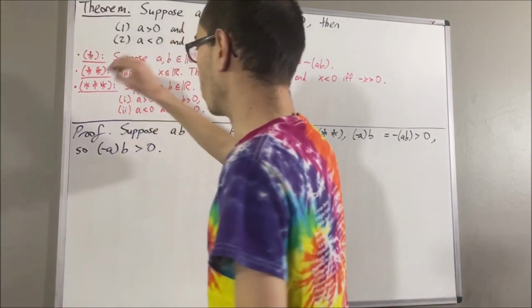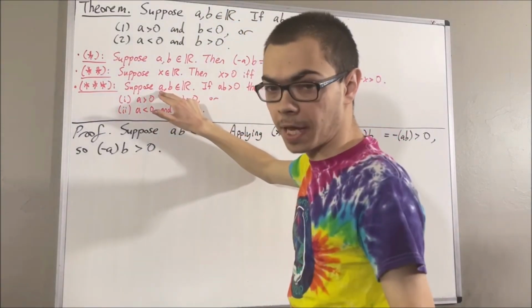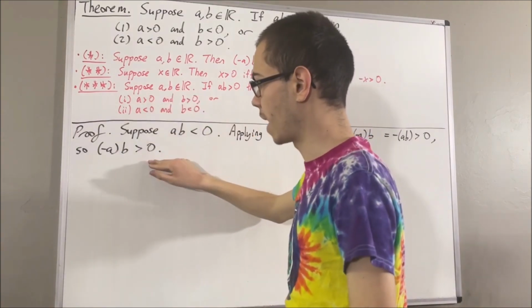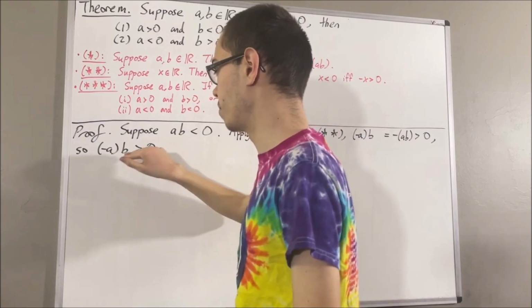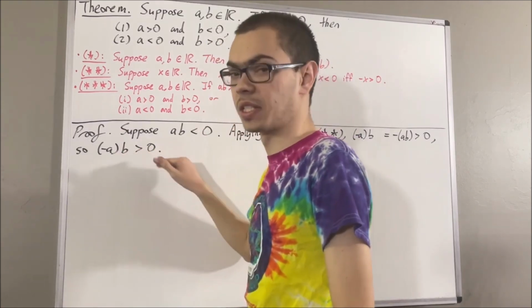And now we apply star star star. If we take a to be negative a and b to be b, then this tells us we have negative a is greater than 0 and b is greater than 0, or negative a is less than 0 and b is less than 0.